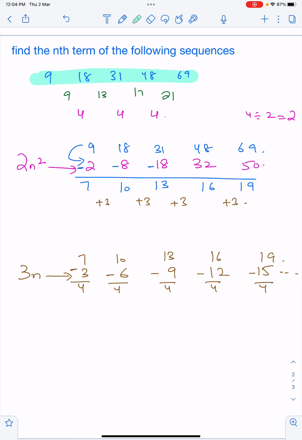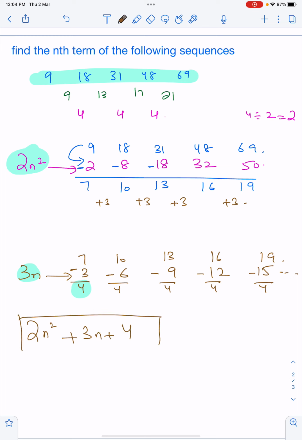That means you have to add this 4 to this number. Okay, and then add it to the quadratic part. So it's going to be overall 2n square plus 3n plus 4. This is the formula for this quadratic sequence.